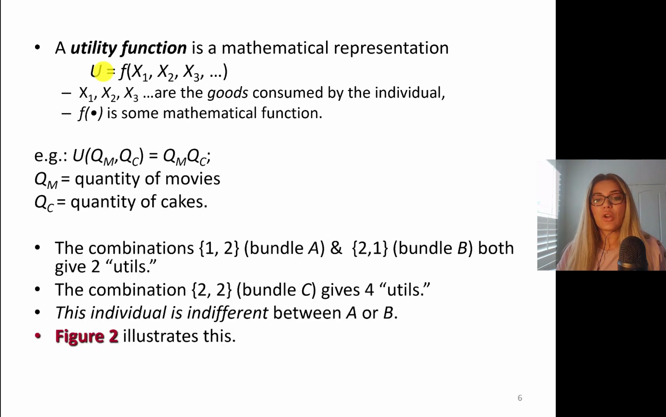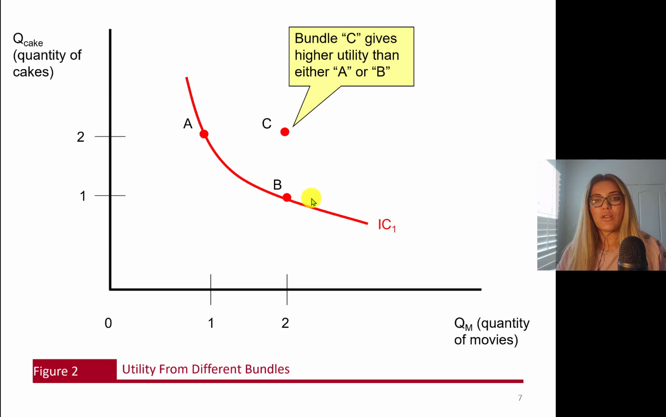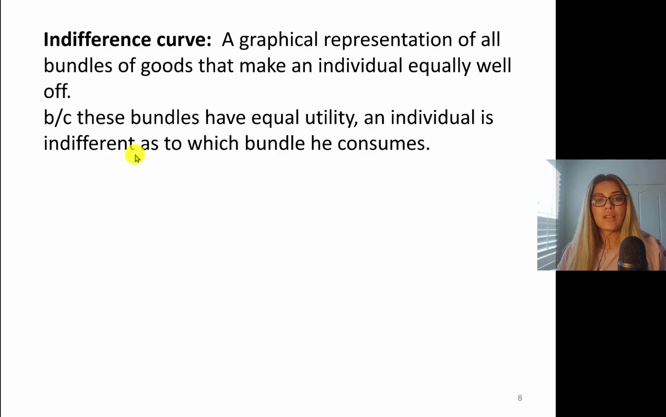Indifference curves show you, here's an indifference curve example. We have cakes on the y-axis and quantity of consumed movies on the x-axis. Higher indifference curve is better. It's convex to the origin and it exhibits diminishing marginal rate of substitution. An indifference curve is a graphical representation of all bundles of goods and services that make an individual equally well off.